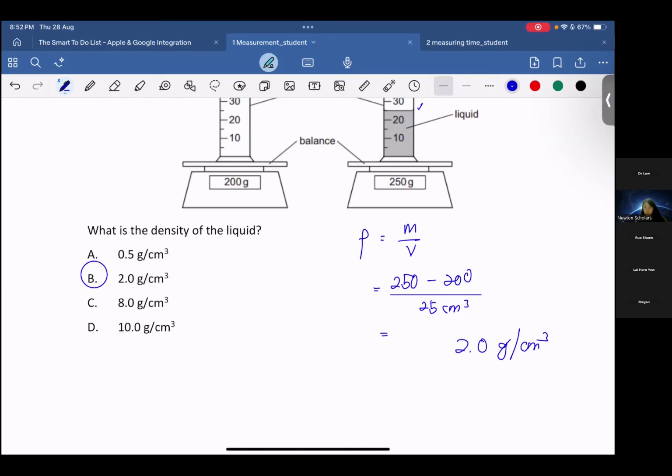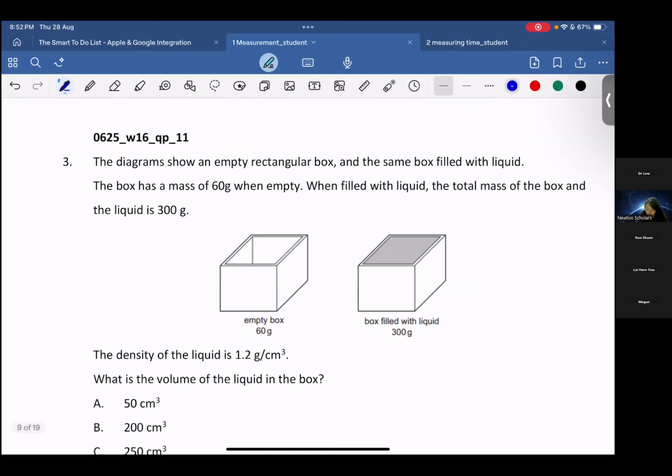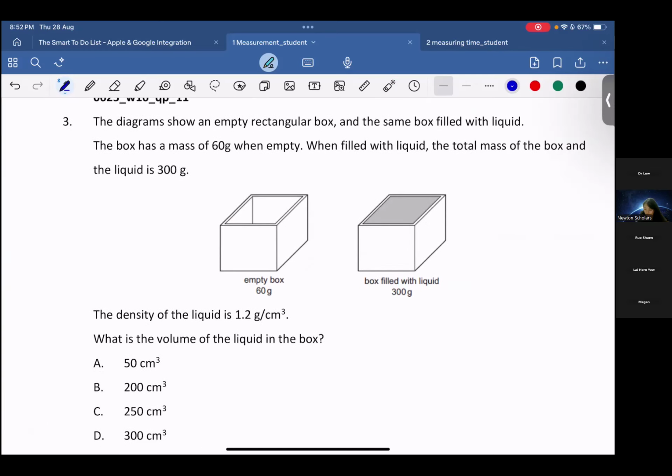Okay, boys and girls, we go to our next page. Question number 3. Try to do the questions. Now, starting is an empty regular box, then after that, the same box filled with liquid. The box has a mass of 60 gram when empty. Filled with liquid, total mass is 300 gram. Density of the liquid is 1.2. What is the volume of the liquid in the box? Now, not asking you to get density, they give you density. Do you know how to find the volume?